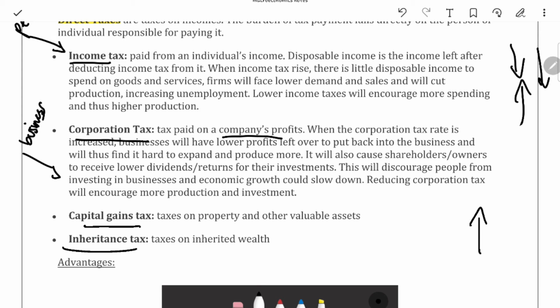And then there's inheritance tax, which is basically tax on inherited wealth. So when someone passes away in your family, the wealth is given to you, but at the same time you have to pay that tax to the government.